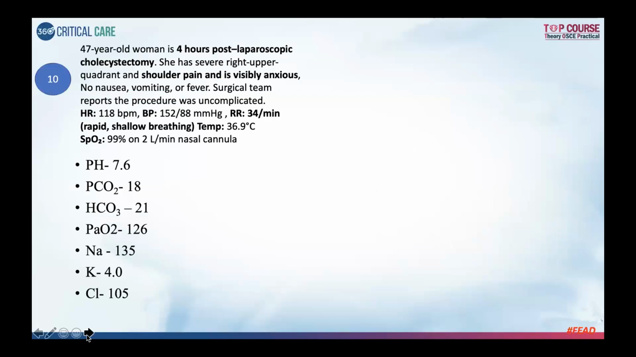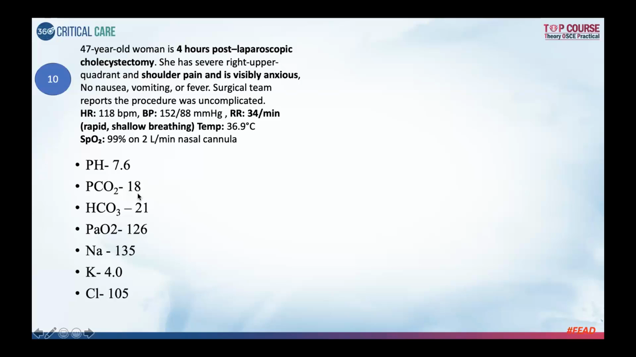A 47-year-old woman is 4 hours post laparoscopic cholecystectomy, presents with severe upper quadrant and shoulder pain, visibly anxious. The surgical team reports that the procedure was uncomplicated. Vitals: tachycardic, BP slightly on the higher side. She's tachypneic with rapid shallow breathing, temperature is almost okay, and SpO2 is normal. She's not needing much oxygen.